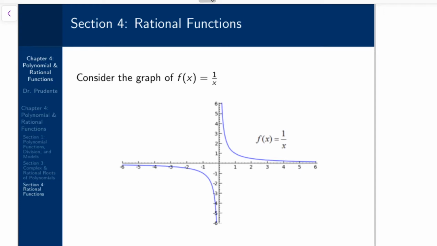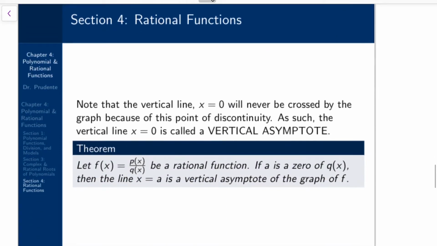Okay, let's look at this graph of f of x equals 1 over x. This is the simplest rational function we can have. One thing we want to notice is the shape of the graph is different than maybe we're used to. Here we have this vertical line that our function actually never crosses. This vertical line has a special name. The vertical line x equals 0 can never be crossed by our graph because it's actually a point of discontinuity.